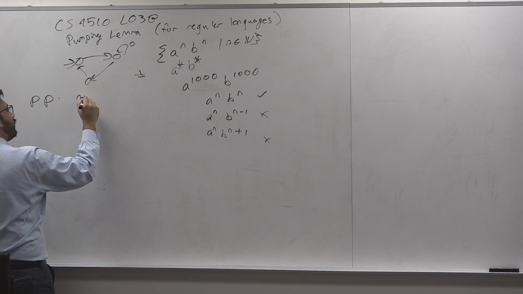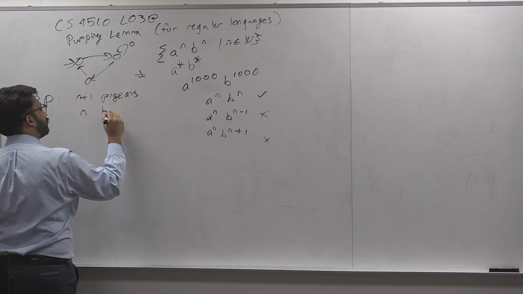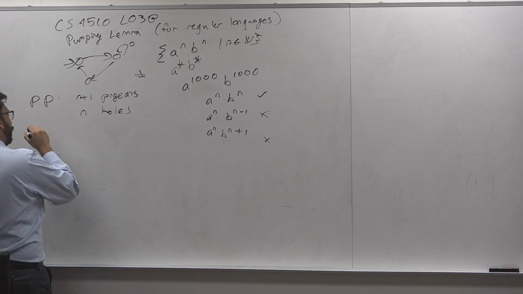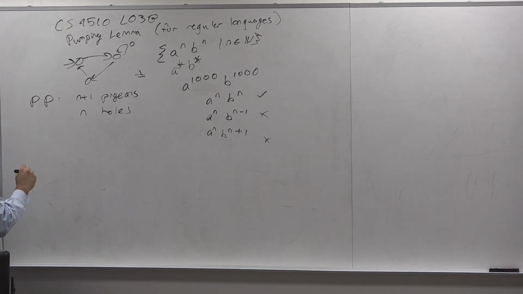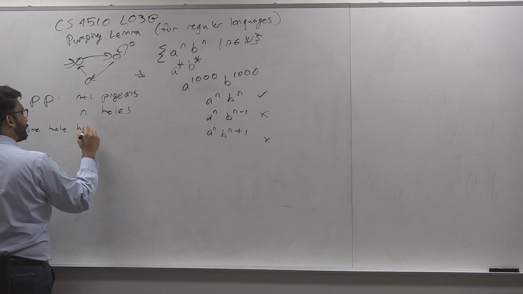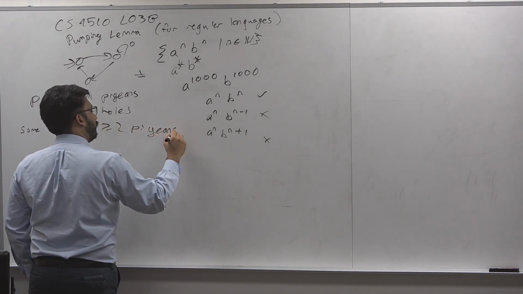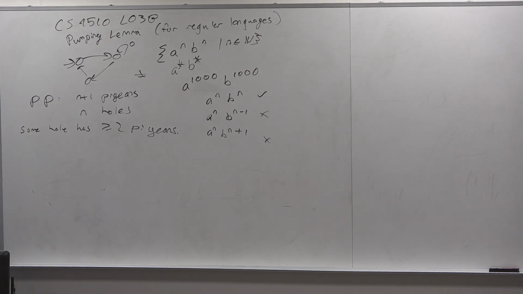If you have n plus 1 pigeons and n holes, and you assign the pigeons into holes, some hole has greater than or equal to 2 pigeons. This is all the pigeonhole principle states, right? We can in fact apply the pigeonhole principle directly to infinite regular languages, right?